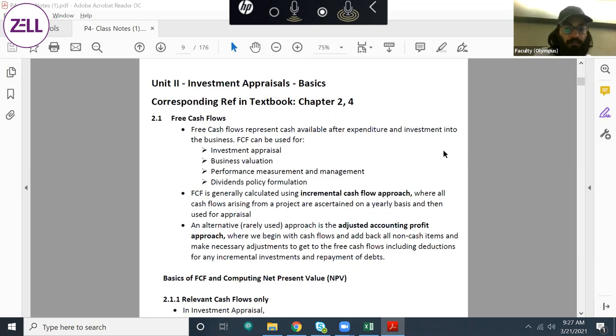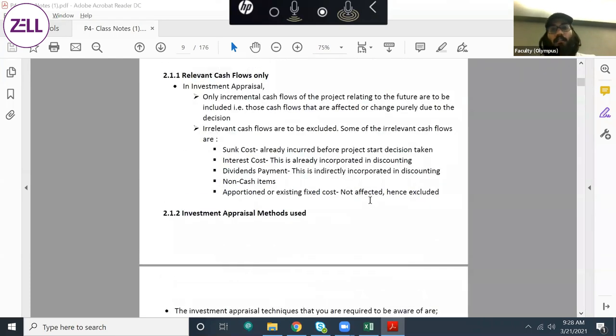Yes or no, guys? Yes, sir. So that's how we call it adjusted accounting profit. But adjusted accounting profit is nothing but a similar thing to your statement of cash flows. Everyone clear on the free cash flows and what the assumptions are?